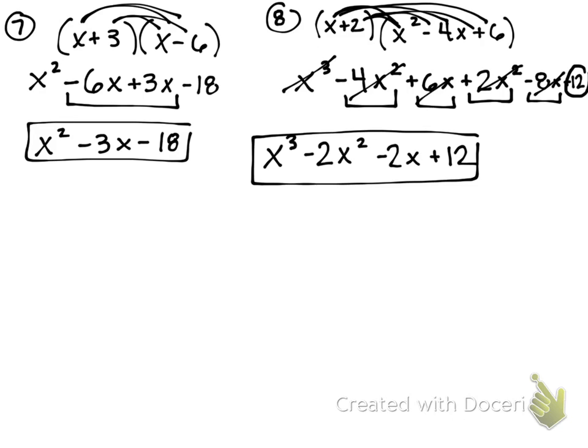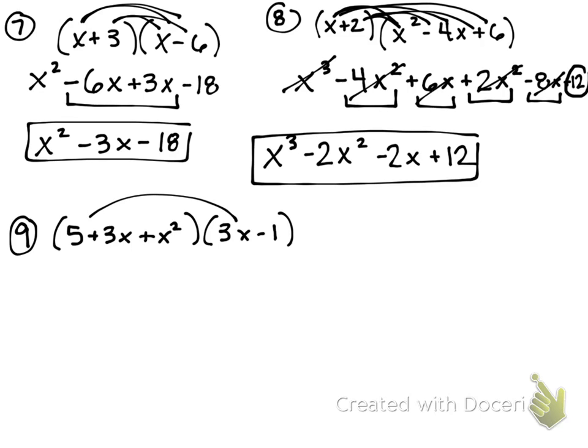Number 9. Now look at number 9. Number 9 is set up a little bit differently. 5 plus 3x plus x squared. And then we have our smaller binomial at the end. So which way do I distribute? Guess what? It doesn't matter. You can distribute whichever way you want. So I'm going to still distribute the 2 terms to the 3x. So I'm going to do 3x times all of those.